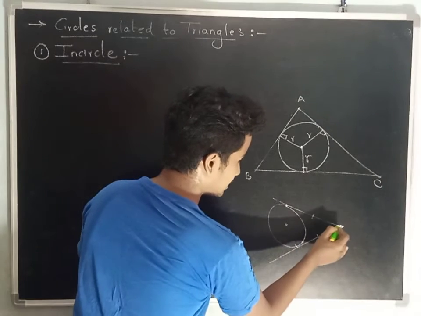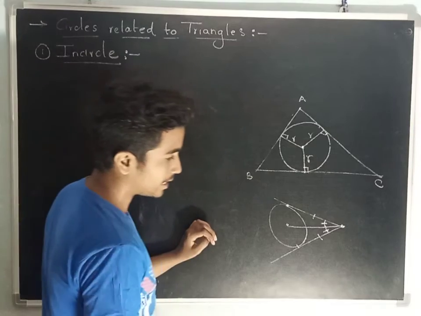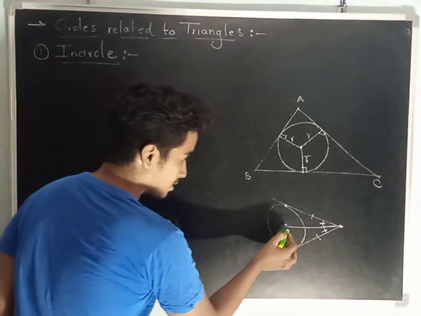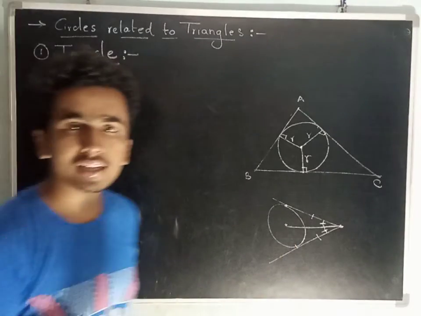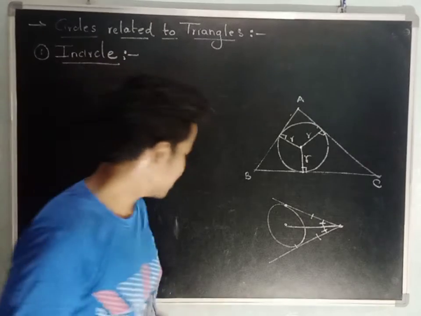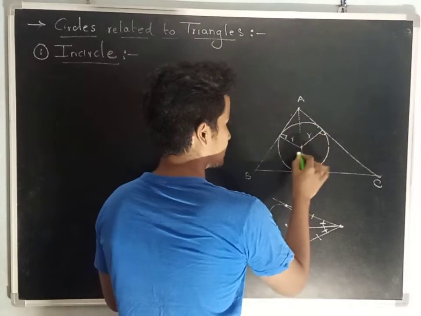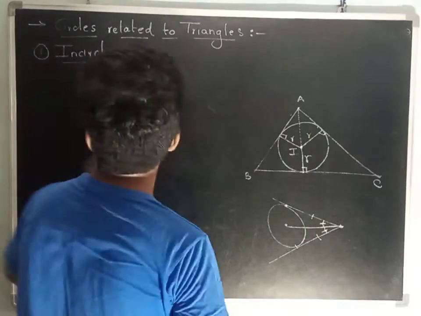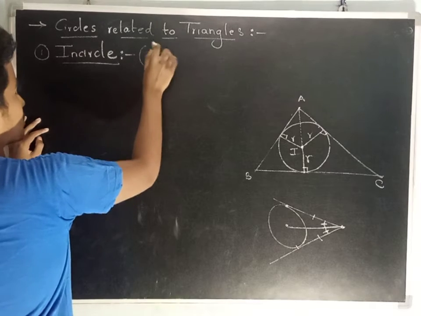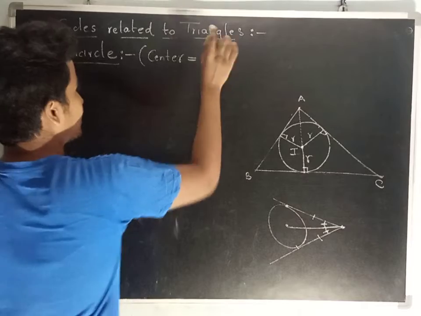And when I join the center and this point, this angle and this angle are going to be equal. It means this line is going to act like an angular bisector, right? Similarly, let me join the vertex and the incenter. This point, the center of the incircle, is denoted with I. Okay.